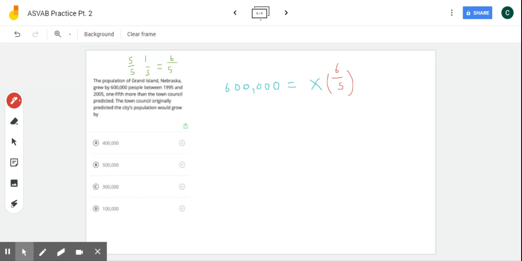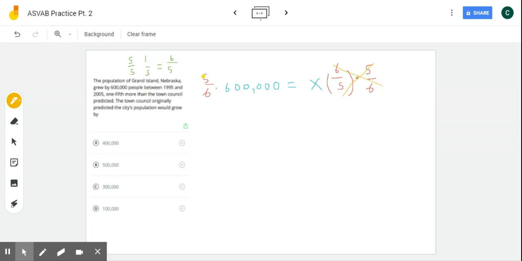So now we can just solve for X. The opposite of multiplying by 6/5 is dividing by 6/5, or multiplying by the reciprocal. So we'll multiply both sides by 5/6. The reciprocal is just the fraction flipped. And the reason that we do that, and we have to do that to both sides, times 5/6, is that 5/6 and the 6/5 will cancel out. So 5 cancels, 6 cancels, and we're left with X.